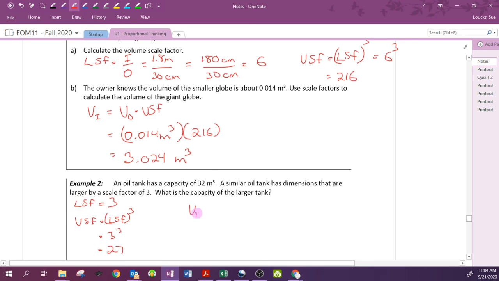And then the volume of my image is going to be the volume of my original times the volume scale factor. So that's 32 times 27, which is 864 meters cubed.